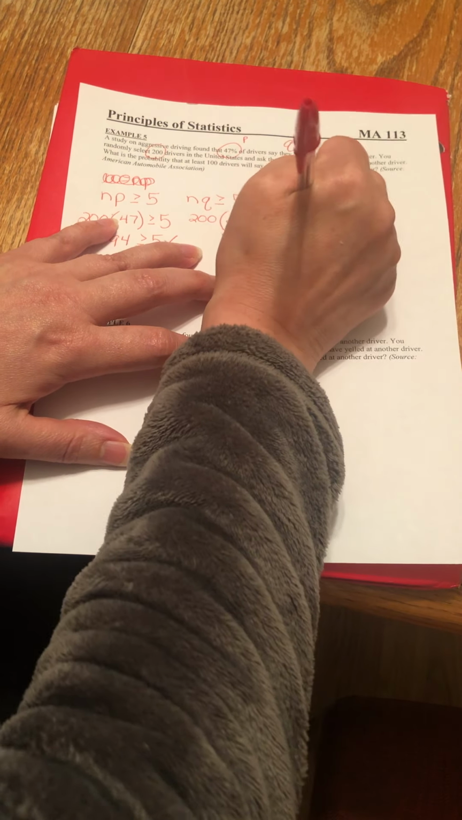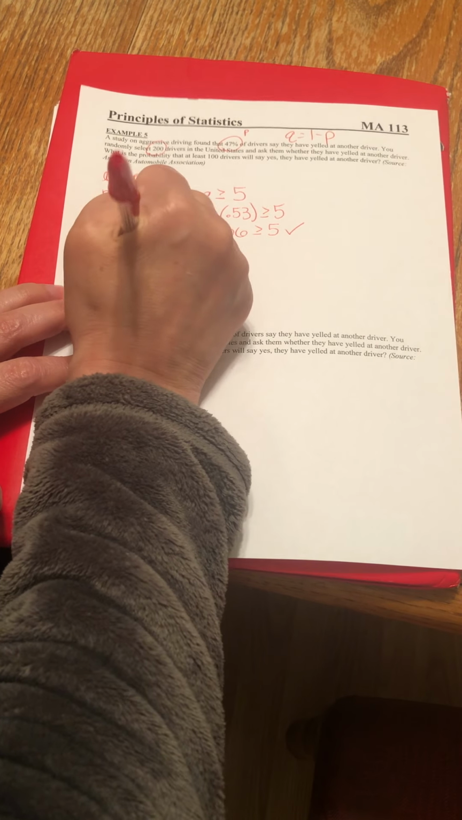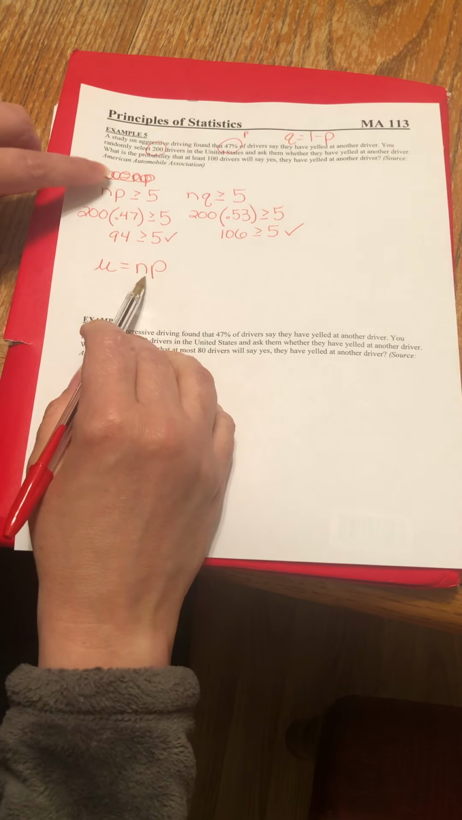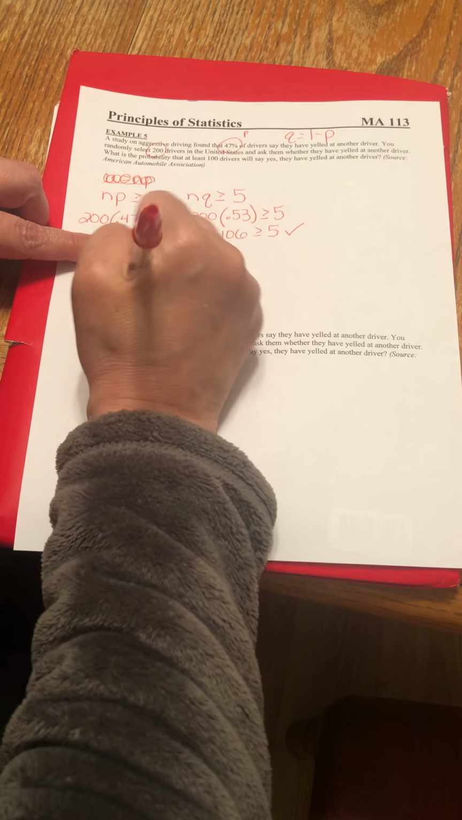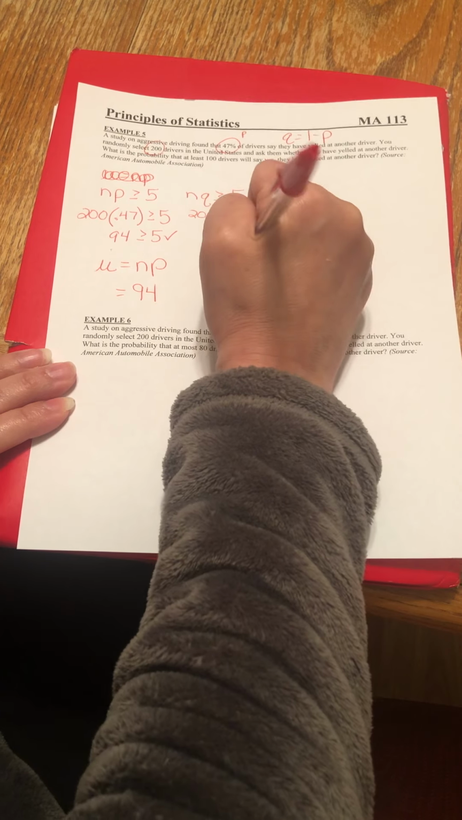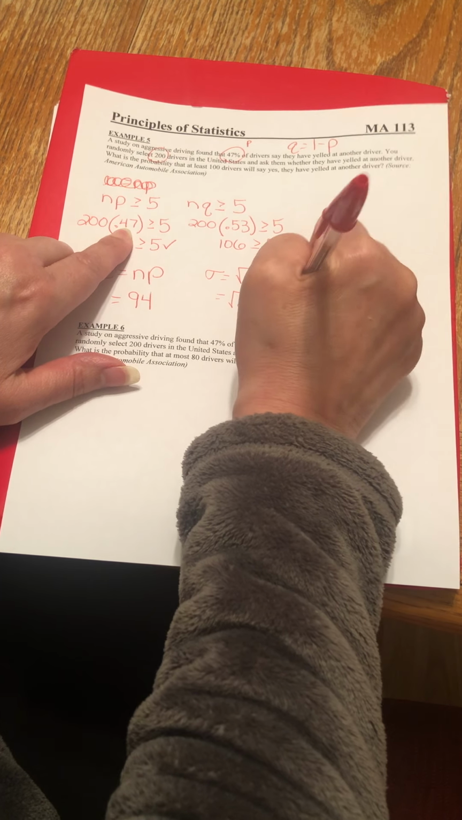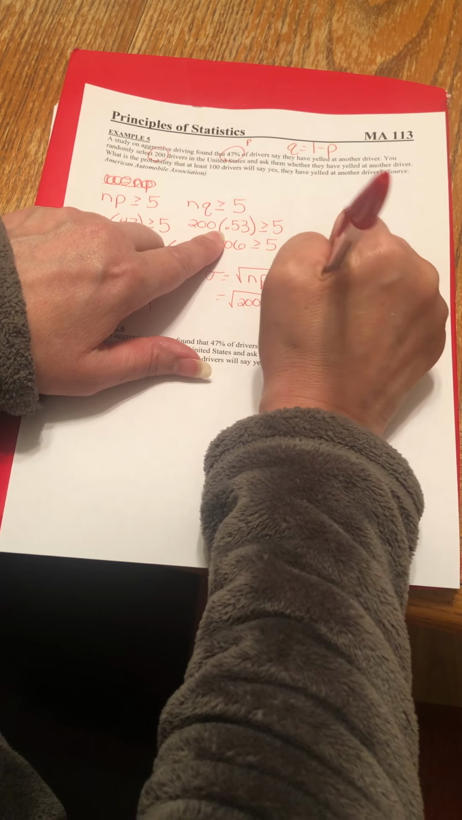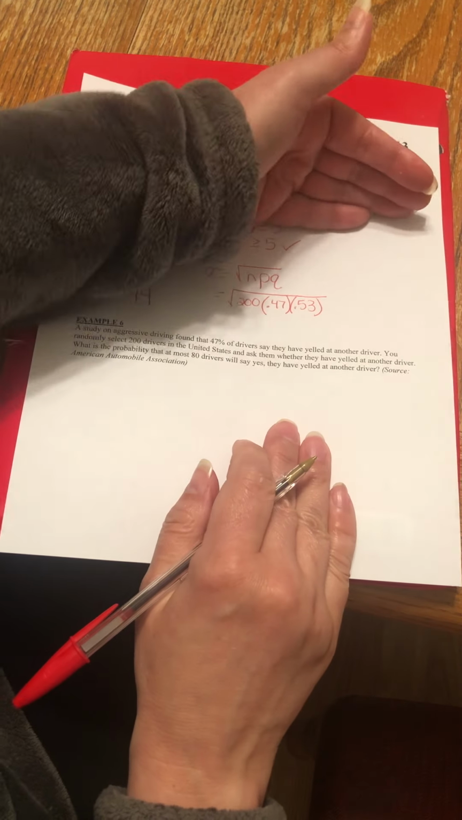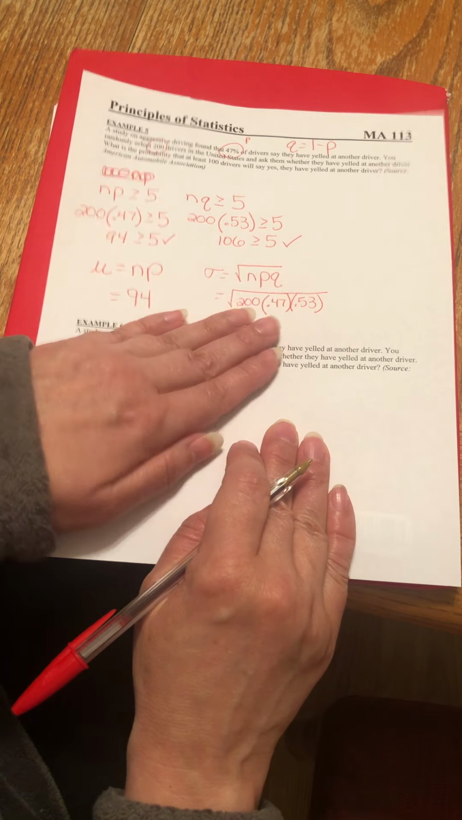106 is greater than or equal to 5, so check, we can do the problem. Now, mu equals np, but we just found np right above here to be 94, so it's done. And sigma equals the square root of npq, which is the square root of 200 times 0.47 times 0.53. Again, because we're going to go on, stop there. Do not work that out. I don't want the decimal there.